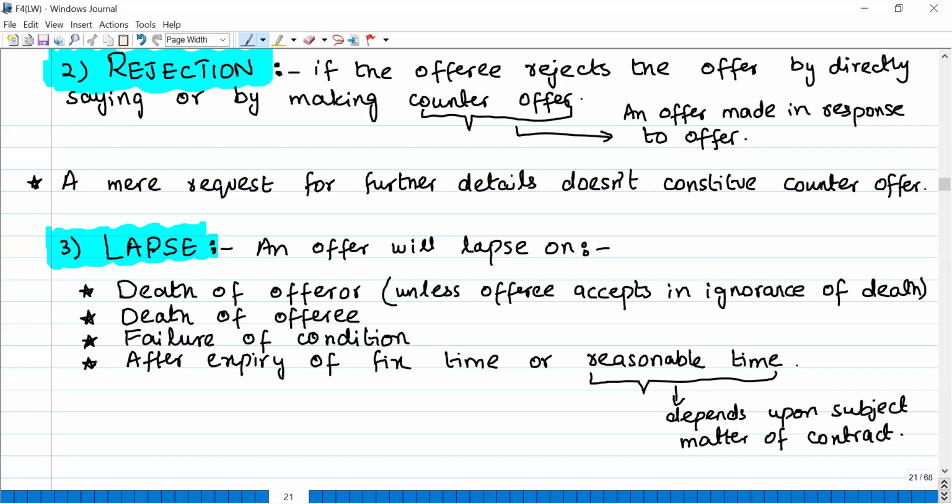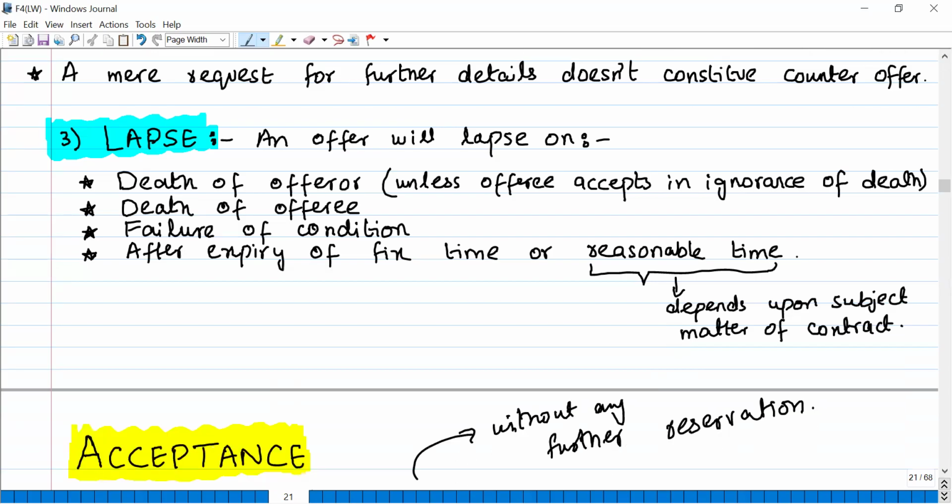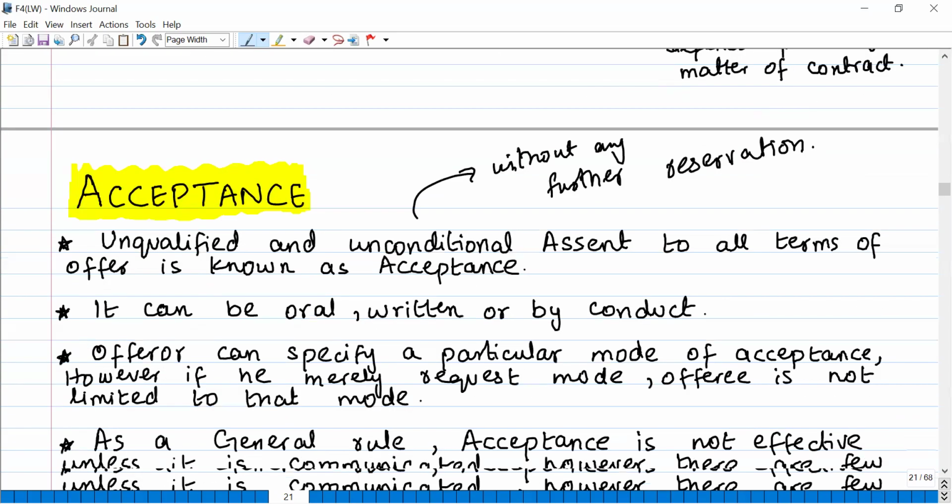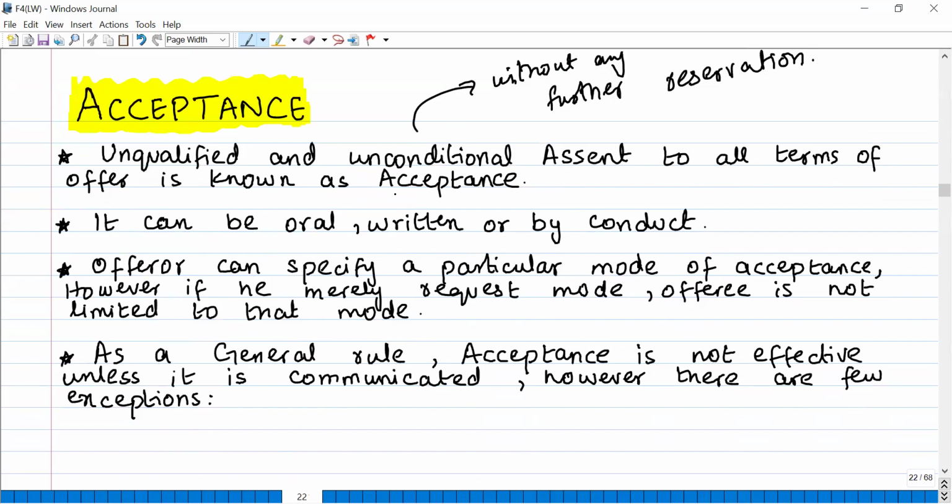So an offer can be ended in three forms. Revocation, which must be communicated. Rejection, where you reject an offer or make a counter offer. Or lapse, according to these conditions. These are the ways in which you can cancel an offer. Acceptance. Now an agreement has two things: offer and acceptance. Now what is acceptance? Unqualified, unconditional assent to all terms of the offer is known as acceptance. Acceptance means that without any further reservations, you have accepted the terms of the offerer. That is known as acceptance.